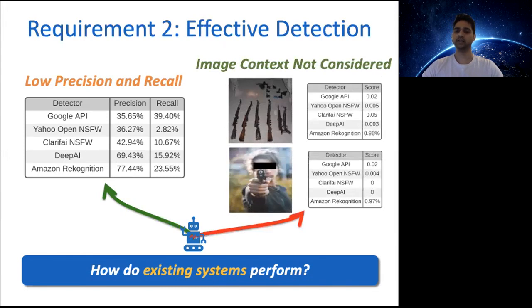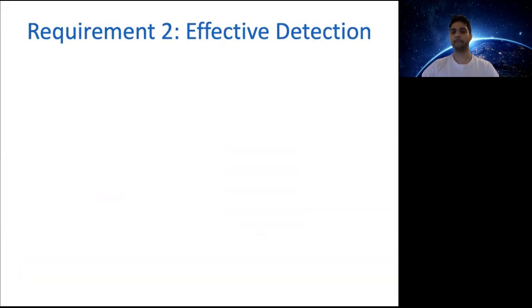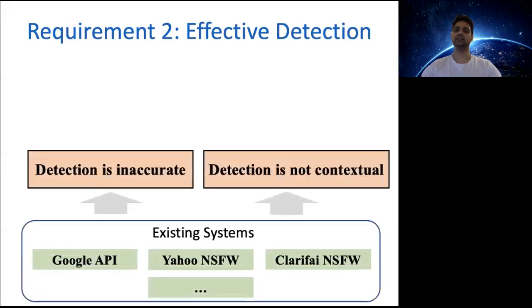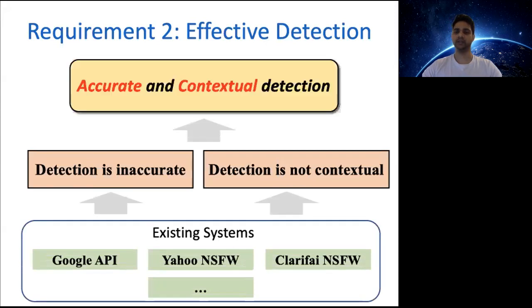All the existing detectors treat the two types of images similarly, as can be seen by the similar scores for the two image samples. In summary, the existing systems' detection capabilities were found to be not sufficiently accurate and not contextual. Thus, we need accurate and contextual detection of cyberbullying for its effective mitigation.